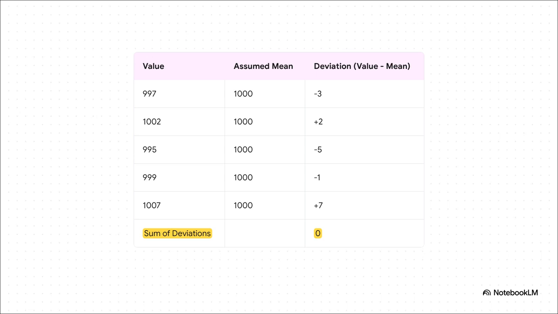Instead of adding all those big numbers, we just pick an easy one as our guess. Let's go with 1,000. Now look at that deviation column. We're just calculating how far each value is from our guess, leaving us with these tiny, simple numbers. -3, plus 2, -5. Adding these up is so much easier. As you can see, the sum of all our deviations is just -10.